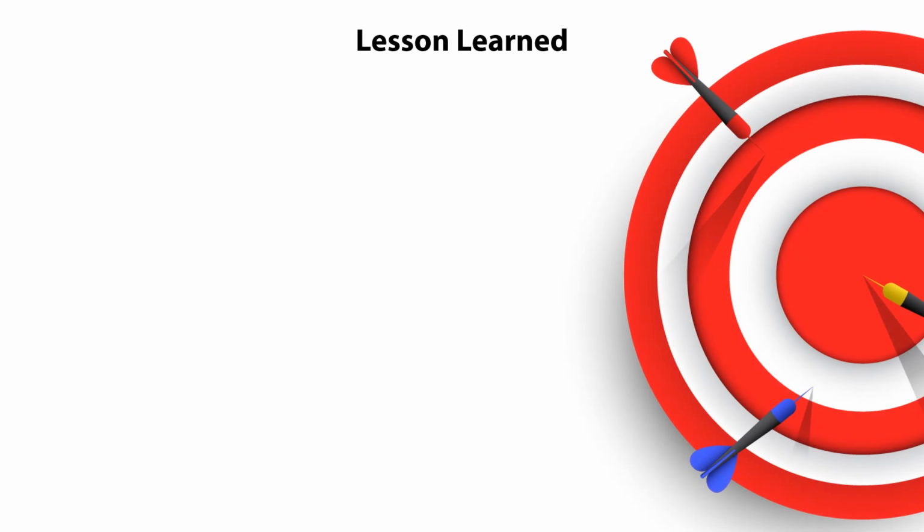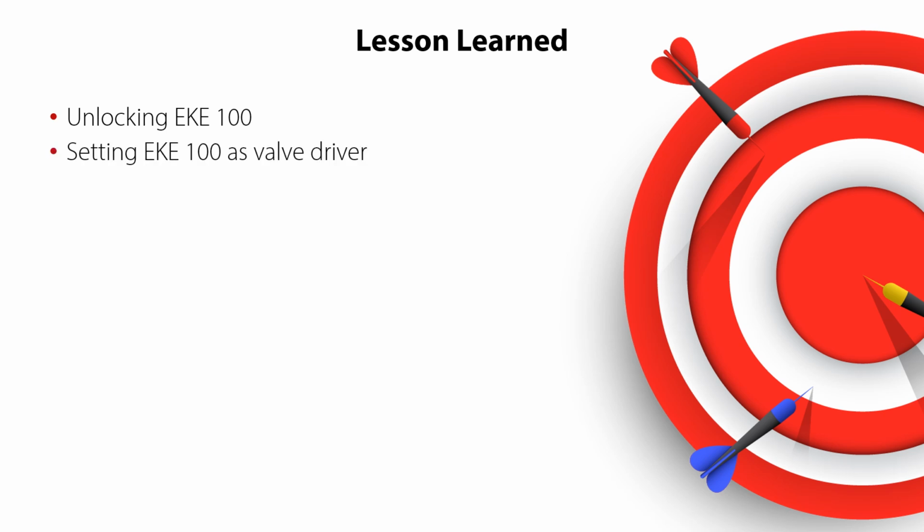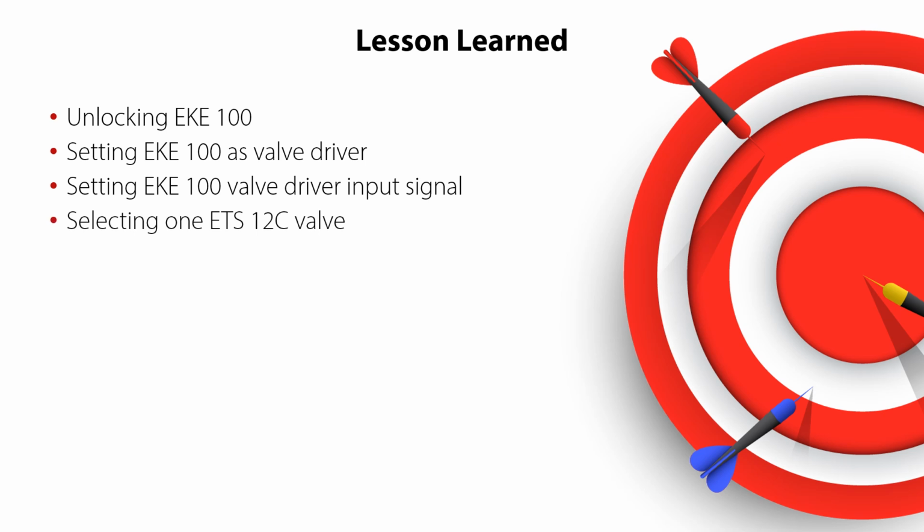You have now completed the display interface configuration video 3 for the EKE 100 superheat controllers and valve drivers. So now you know how to unlock the EKE 100 so that you can configure it. You know how to set the EKE 100 as a valve driver for one ETS12C stepper motor valve. You know how to set the EKE 100 valve driver input signal to 0 to 5 volts. You know how to do the EKE 100 valve configuration by selecting one ETS12C valve.